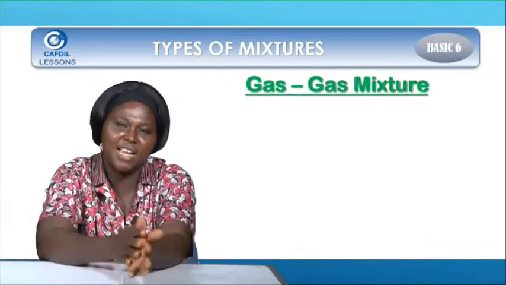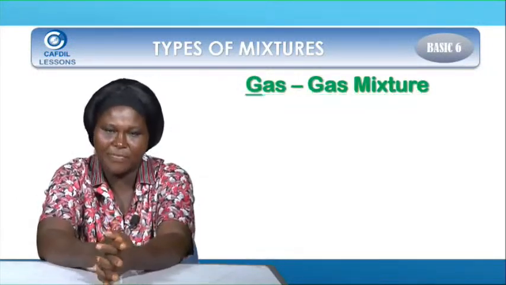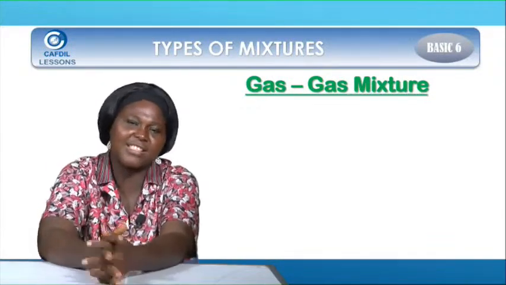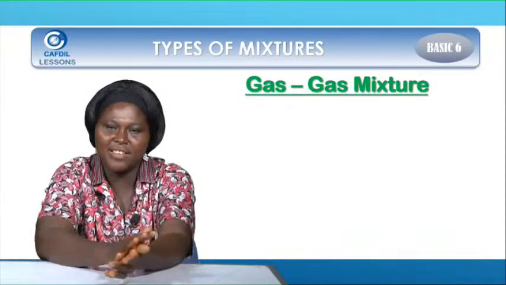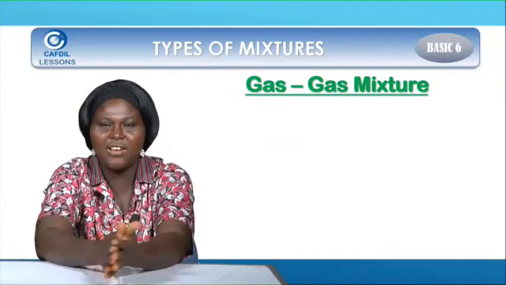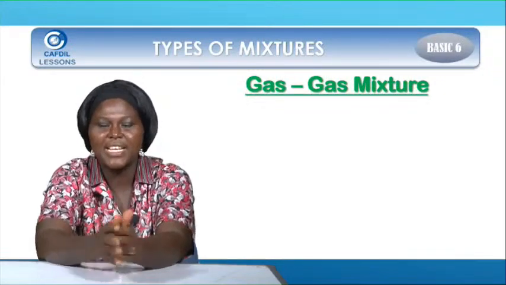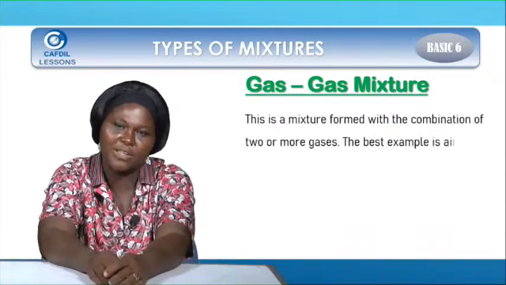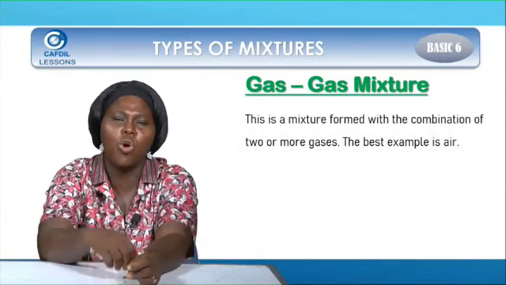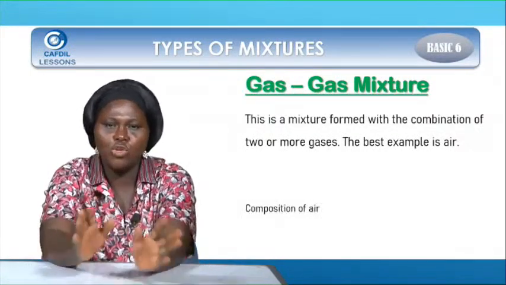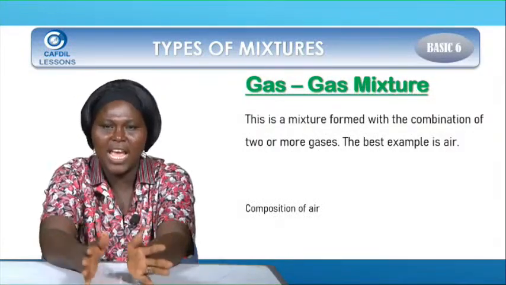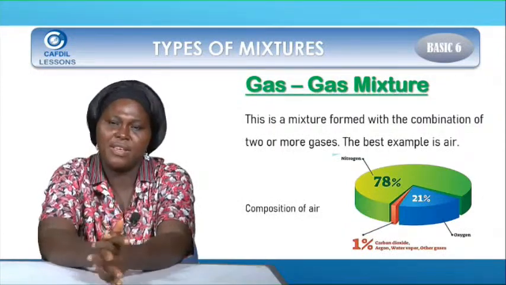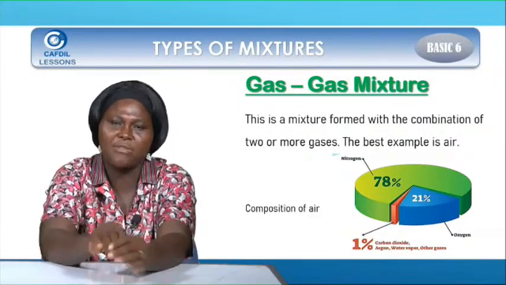Let's look at another type of mixture. We have gas mixture. Now let's look at what we mean by gas mixture. This is a mixture formed with a combination of two or more gases. The best example is air, the air we breathe, the air around us.